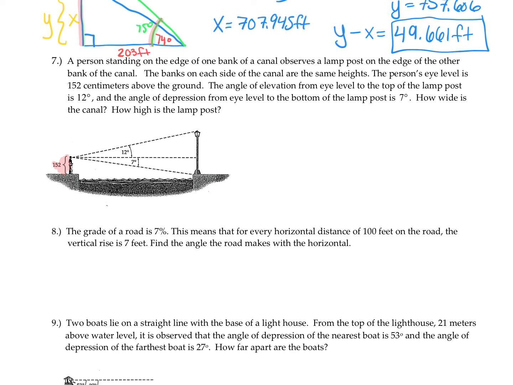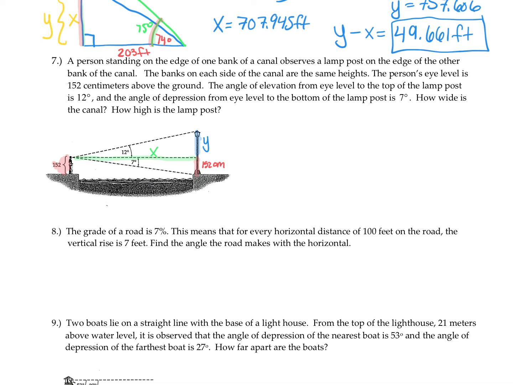Okay, so one thing I know is if I look at where his height is, this little section of the flagpole here is also 152, because the banks are the same height. So this little section is 152, oh, not feet, sorry guys, centimeters. But I don't know the height of the light post, so we'll call that y. I'm going to call the straight across distance x, and I'm going to find that first in order to find y.